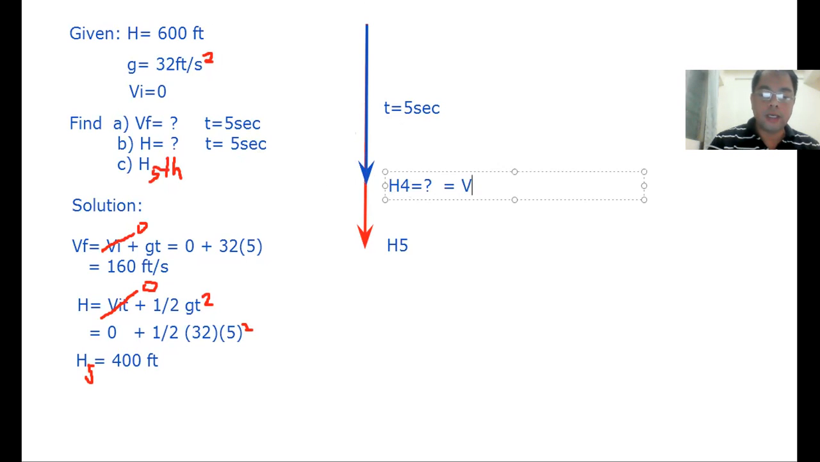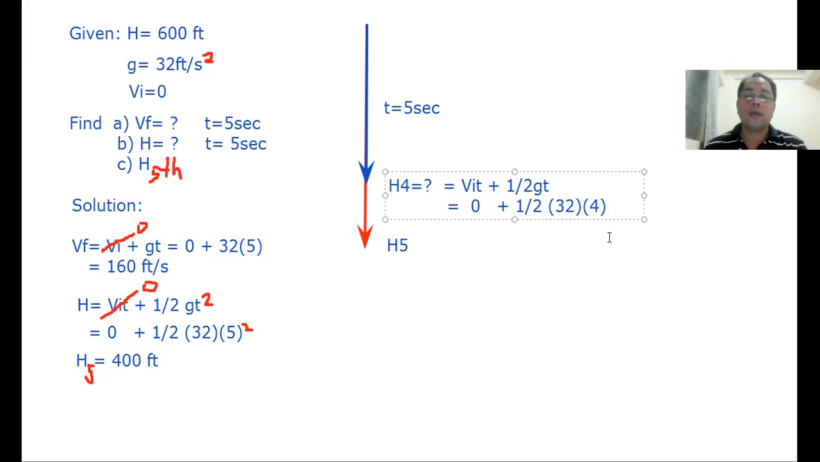So h = vi t + 1/2 g t squared. But of course, our t here is already equivalent to 4. So this value now is 0, since the initial velocity is 0, plus 1/2 of 32 times 4. But 4 will be squared. And if we square that, then we'll get a different value for h4. Our h4 value there will be around 256 feet.